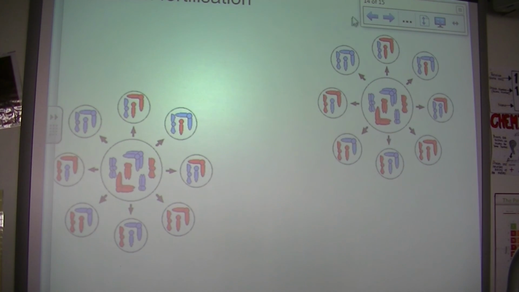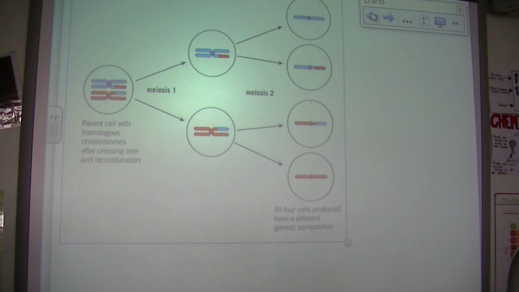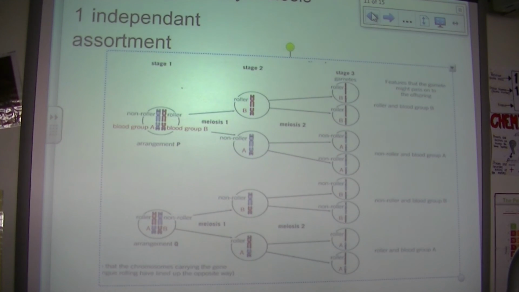Those three concepts, random fertilisation, crossing over and independent assortment, are why meiosis causes variation.